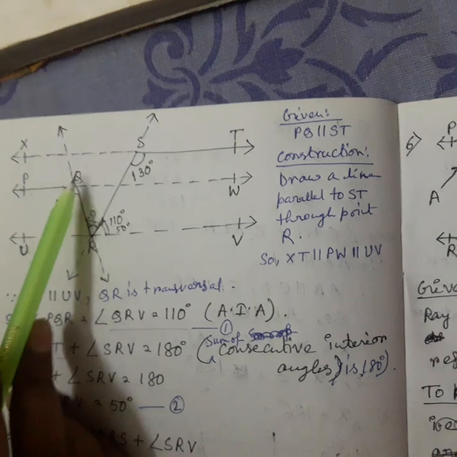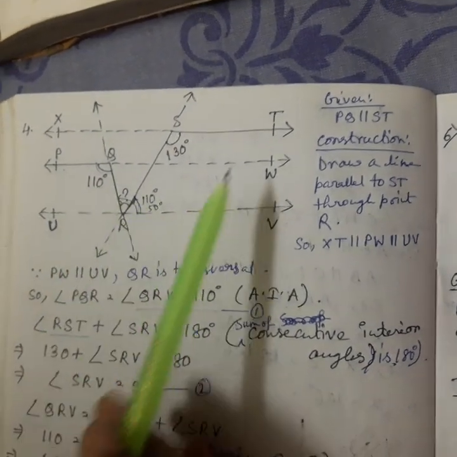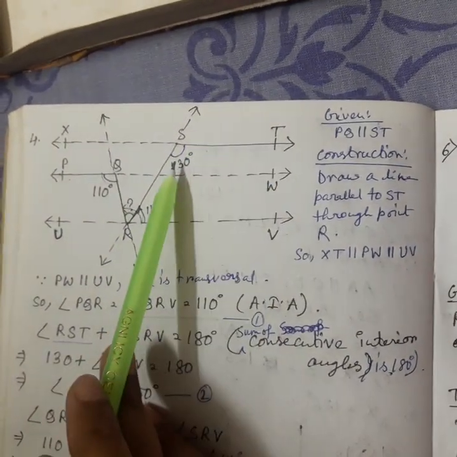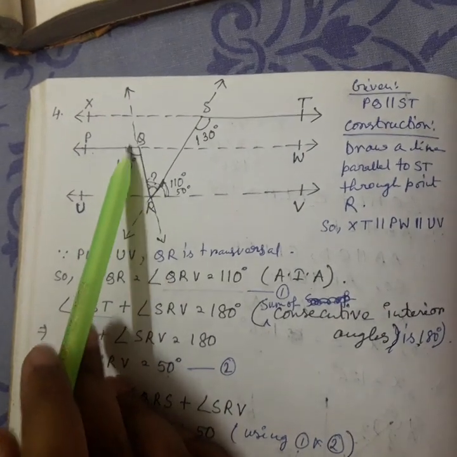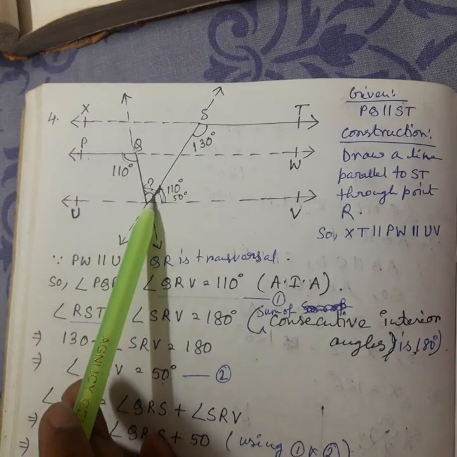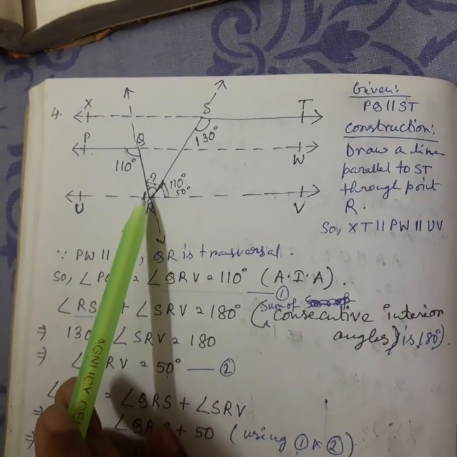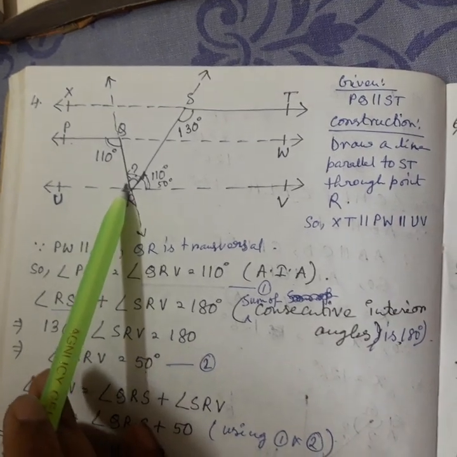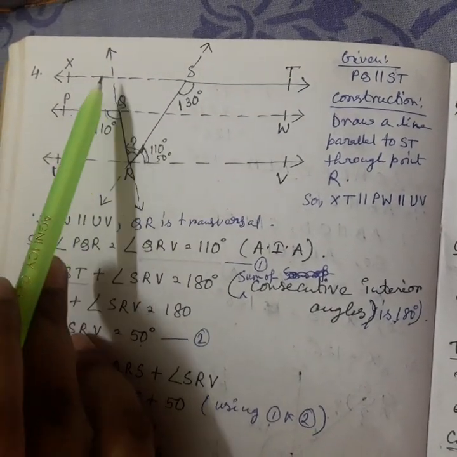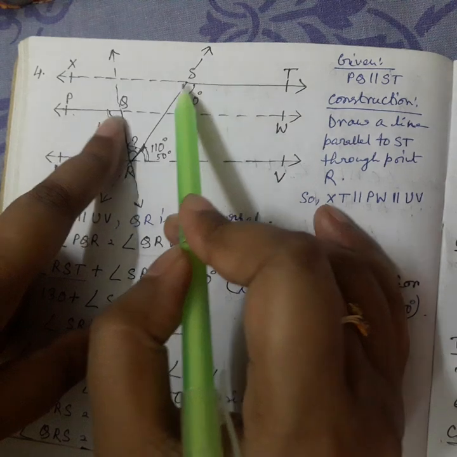Previous class exercise 6.2 up to question number 3 we have done. Today we are starting from question number 4. Just see the figure. In the question it is given angle PQR is 110 degree, angle RST is given 130 degree. You have to find angle QRS, that means this angle you have to find. And another information is given, that is PQ is parallel to ST, that two lines are parallel.